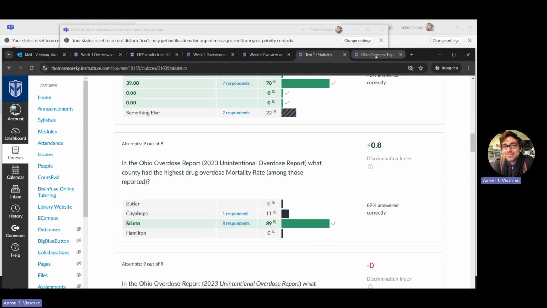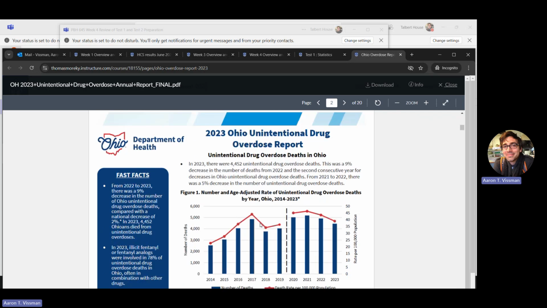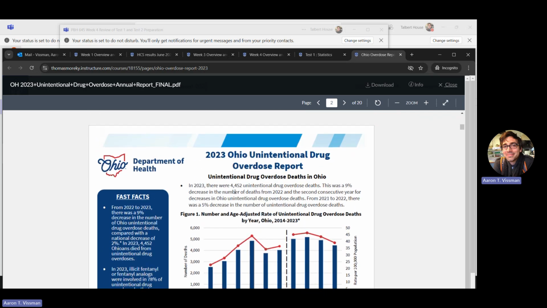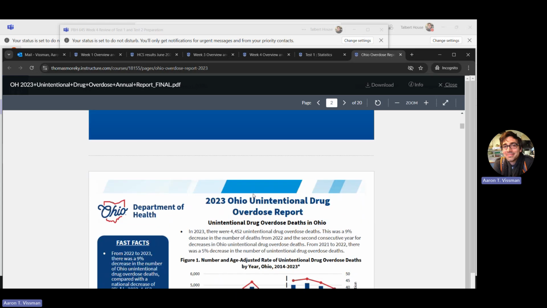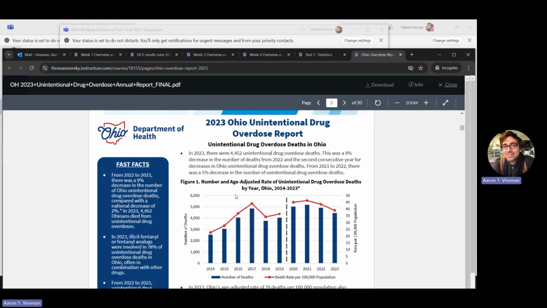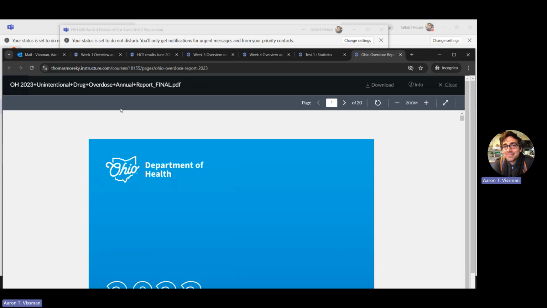So anyway, lots more information that you can find in these kinds of annual reports, at least from Ohio. Again, relatively less from the particular Kentucky report that I provided you, but there's more that you can pull from state dashboards these days, and I'll show you that later on in the term.